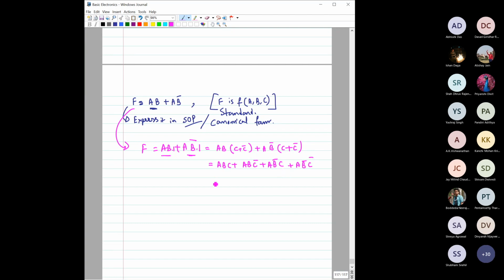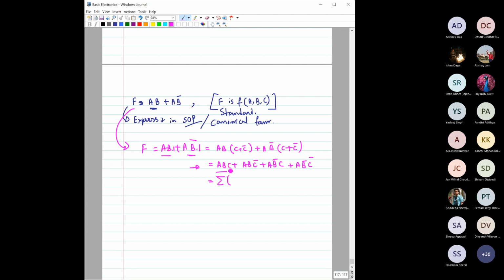So you can see here there are 4 terms. Now this is actually the standard SOP form, sum of standard products. You see that, because here this function has AND operation and then OR operation, and for each term all 3 variables are present. And see how easy it is from here to find the product of sum.